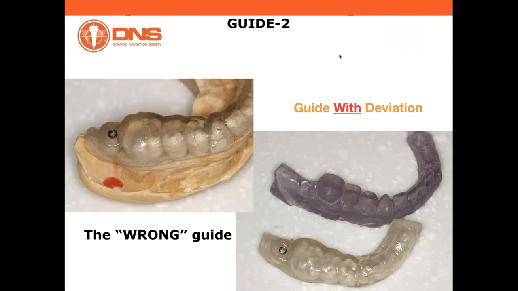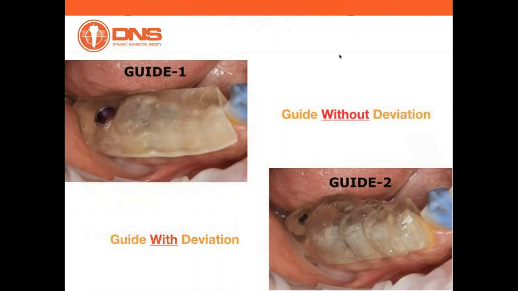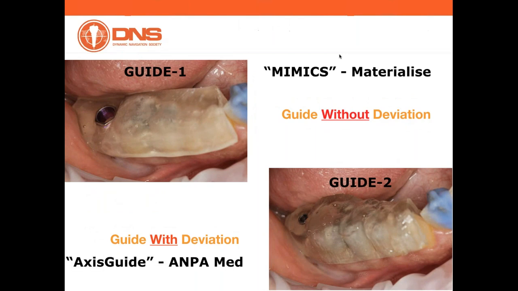This had a deviation that went a little bit distally and in a buccolingual direction. The first guide was made using the Mimics Materialise software, and the second guide was made using the Axis guide from ANPA Medical by Dr. Philip Tardier. You all know Philip Tardier. Here I show you both guides, guide one and guide two, in place in the mouth. The two softwares that you used.